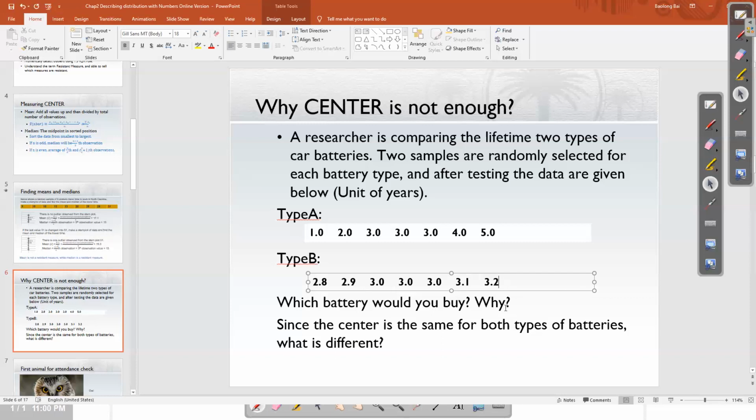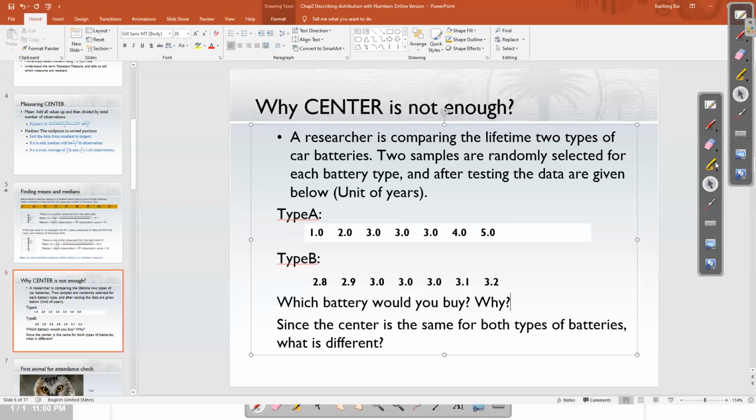So if we want to look at the center, either by mean or by median, for type A battery and type B battery, what's the mean for type A battery? You calculate the average, right? If you calculate it, you can see it's 3.0 years. For type B battery, it's 3.0 years as well, right? So it has exactly the same mean.